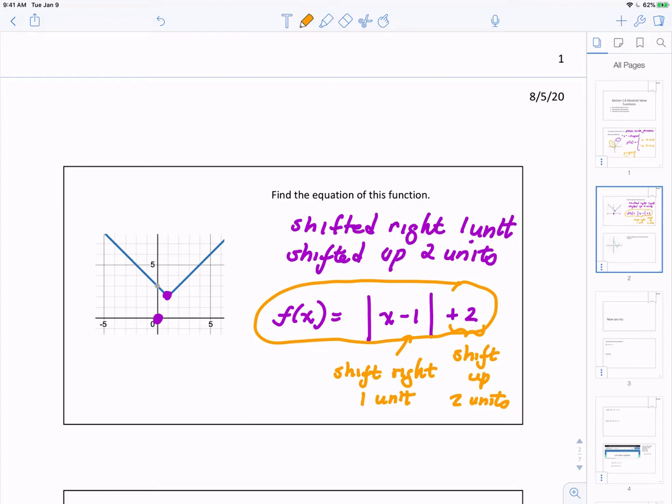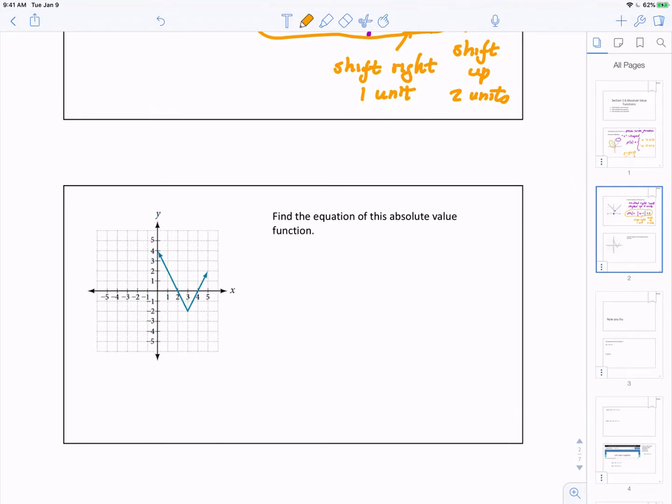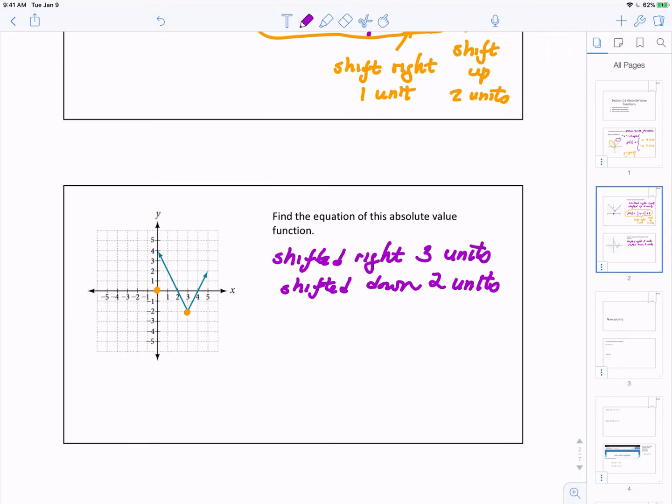Do they get any harder? Well, let's compare our next graph. Now this is also an absolute value function. It has the classic V shape. If we look at the vertex here and compare where this vertex is from where we would normally expect it, we know that this vertex has been shifted right 3, and it's been shifted down 2 units. So it's been shifted to the right 3 units, it's been shifted down 2 units.